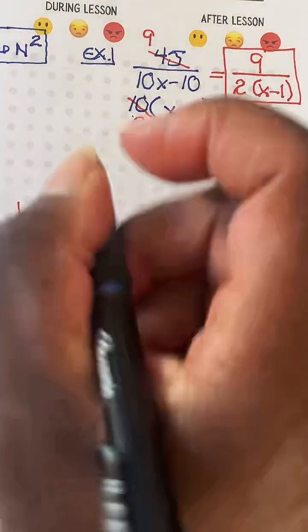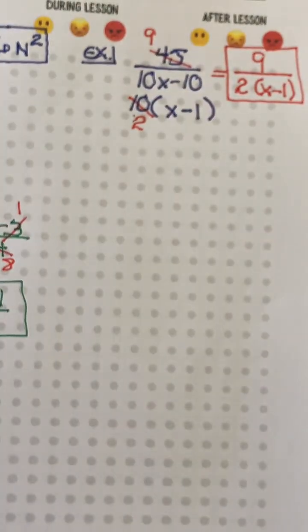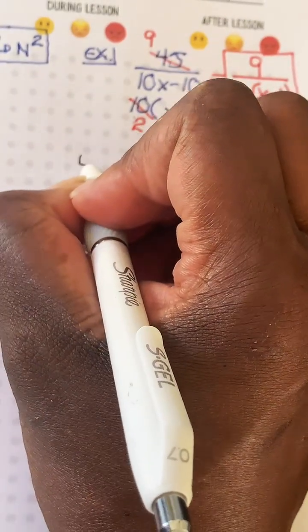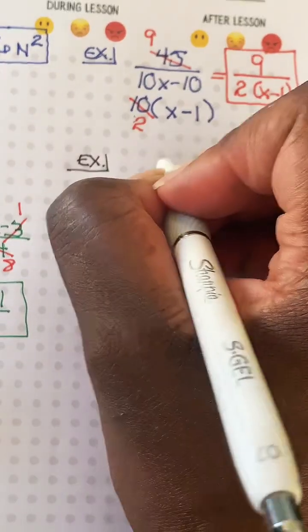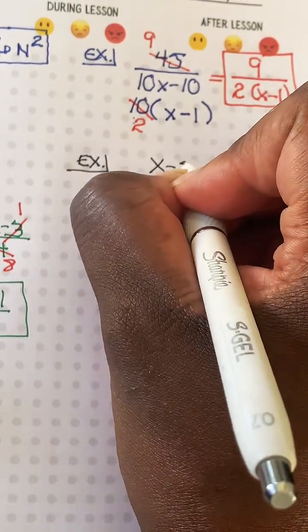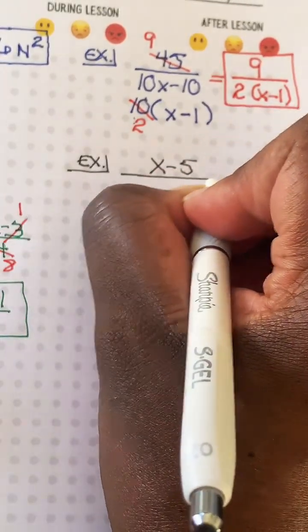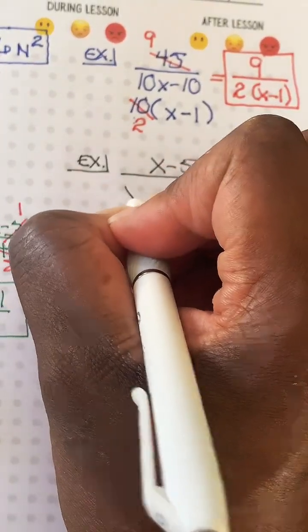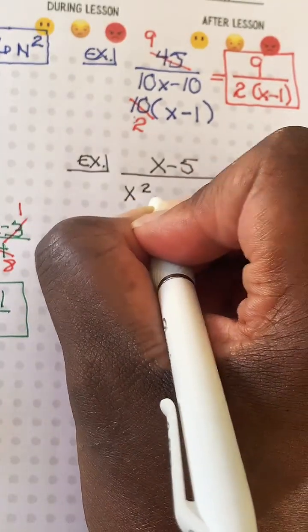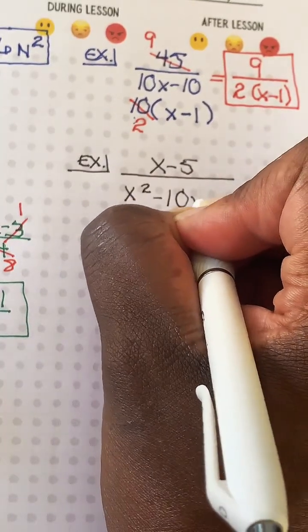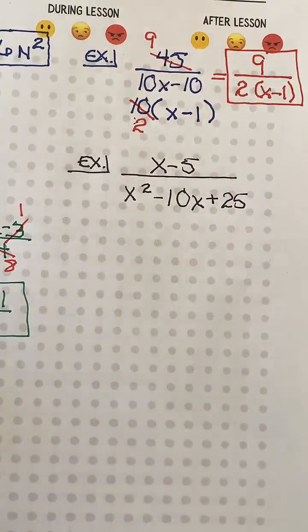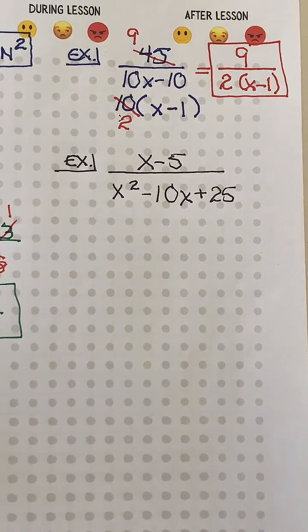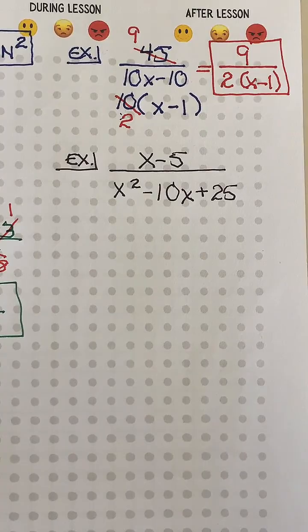So let's try this one. I'm going to put this in black. Okay, so x minus 5 divided by x squared minus 10x plus 25.